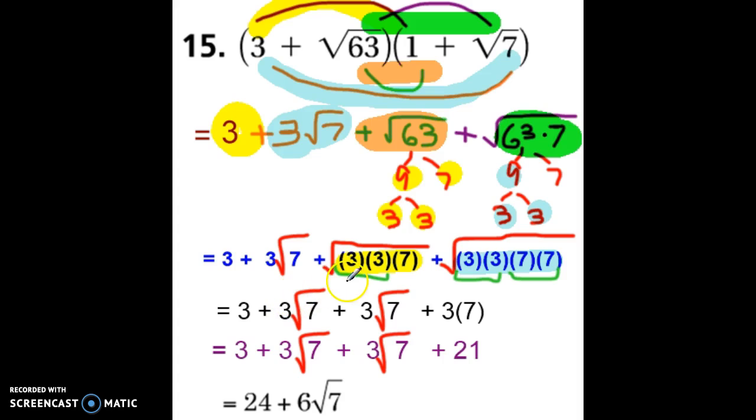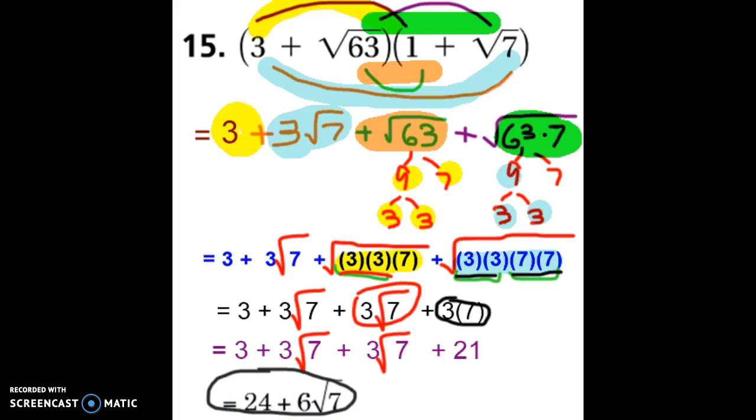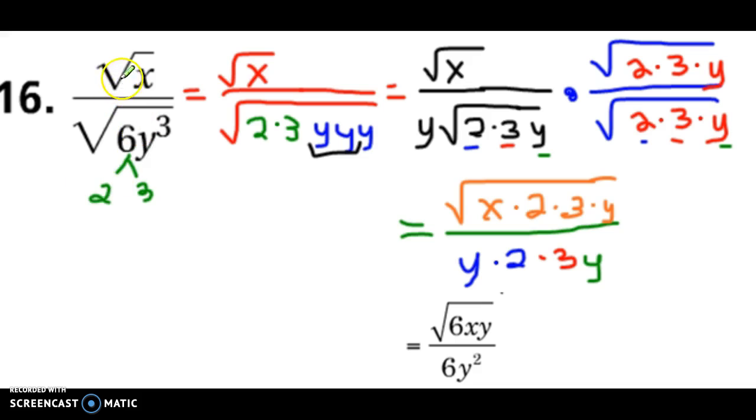My index is 2, so I'm looking for a set of 2 to come out. So that 3 comes out, so that's how I get that 3 square root of 7. I have a set of 3's and a set of 7's, so I get 7 times 3, that's 21. So I'm going to combine like terms. That's how I got that answer. In problem 16, I'm going to simplify this.